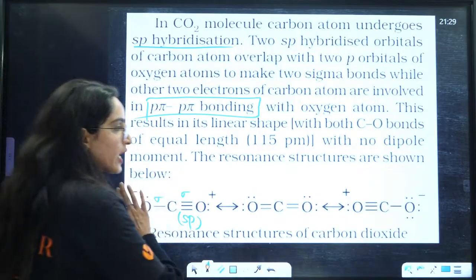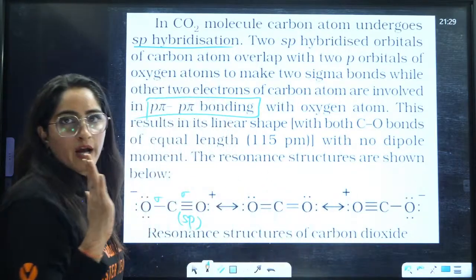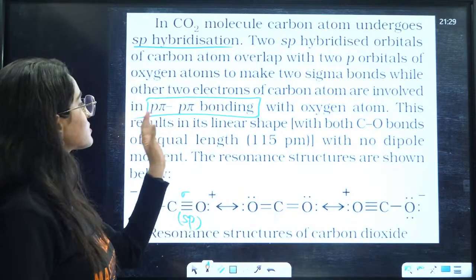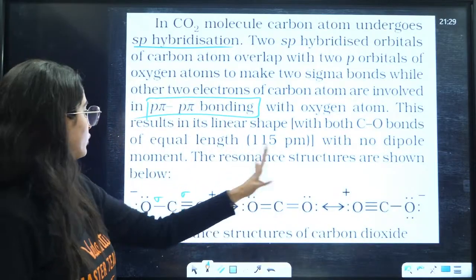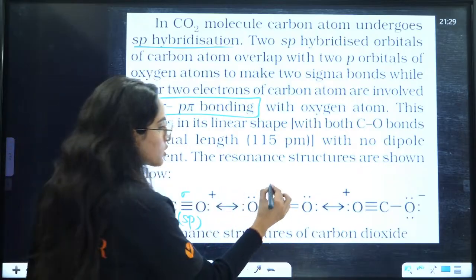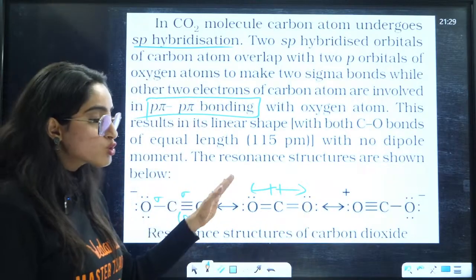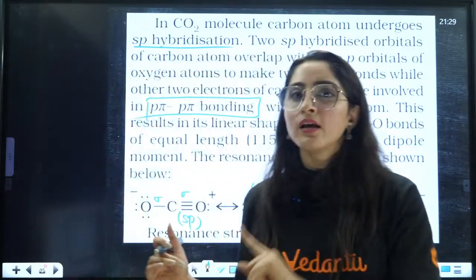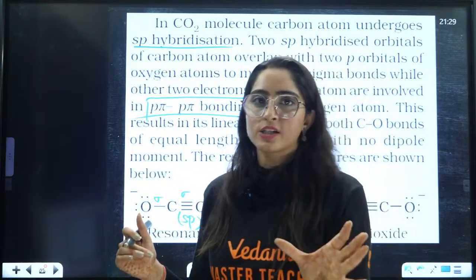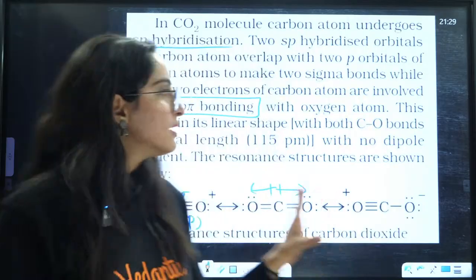So this we have already done, and so many times we have done, right? So this results in linear shape and with no dipole moment. Why? Because the dipoles cancel out, so there is no dipole moment. Those students who are not able to understand this thing, watch chemical bonding by Diksha ma'am. You will be able to understand that, right?